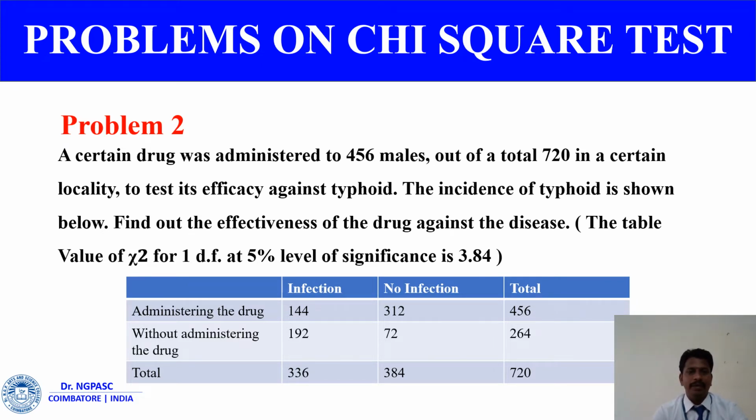The given table: administering the drug, without administering the drug; infection, no infection; total. For administering the drug, the number of infections is 144. Without administering the drug, 192. No infection: 312, 72. The row totals are 456 and 264. Column totals are 336 and 384. Next, the grand total is 720.